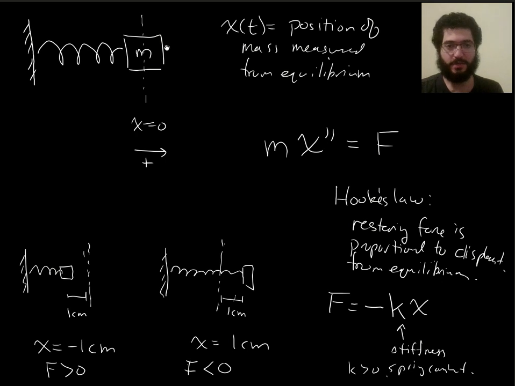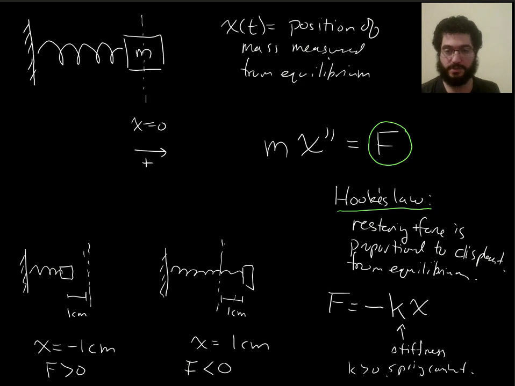So in the last video, we introduced the spring mass system, and we assumed there's no friction in the spring. So we had x of t defined to be the position of the mass measured from equilibrium. Then we wrote down Newton's second law, mx prime prime equals the sum of the forces, the net force on the mass. And we only put one force, which is the force given by Hooke's law, the restoring force of the spring.